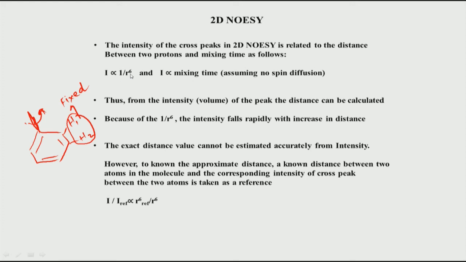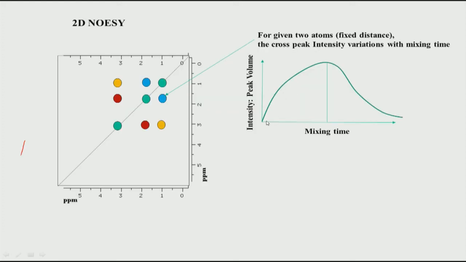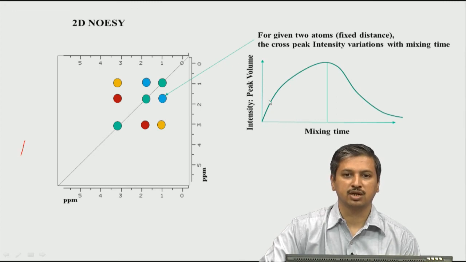So, we are not varying the distance, we are only varying the mixing time. If the mixing time changes like this on the horizontal axis, the intensity, or in other words the volume of the peak, shows this kind of a trend. This is a very rough sketch, but it increases typically linearly and then starts falling down exponentially again. Okay, so this is the intensity of a cross peak.